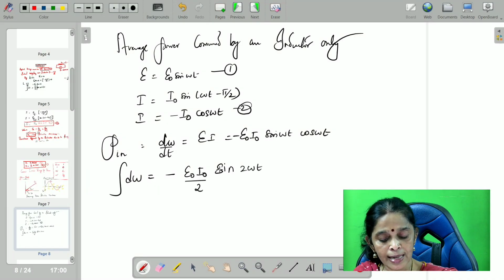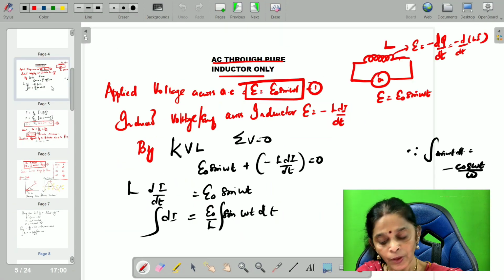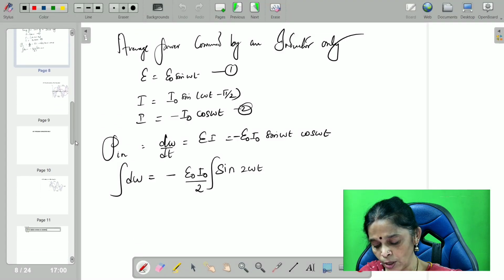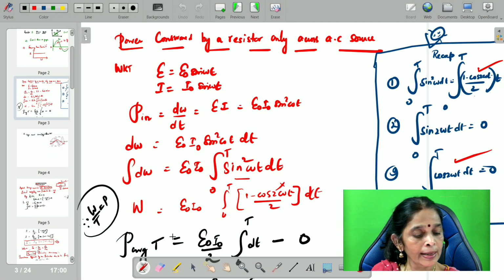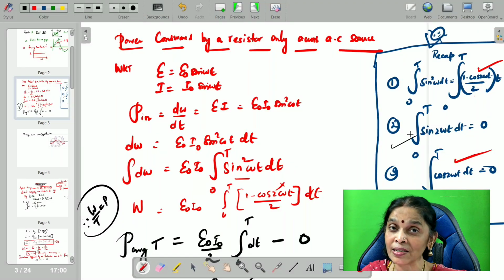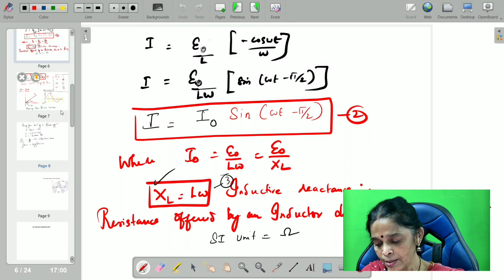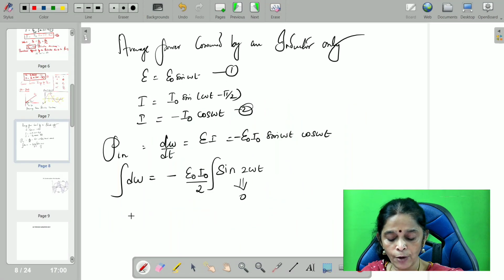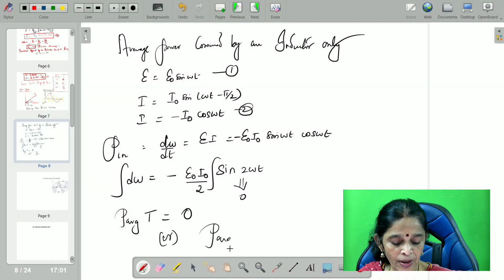Integrating both the sides. After integrating, we have already seen here, what is the integral of sin 2 omega t? I have given you the hint. Yes, the integral of sin 2 omega t over a cycle is 0. So the same thing I'm applying here. Sin 2 omega t integral is 0. So therefore, work done is equal to average power into T is equal to 0. Or simply you can write it as average power is equal to 0.